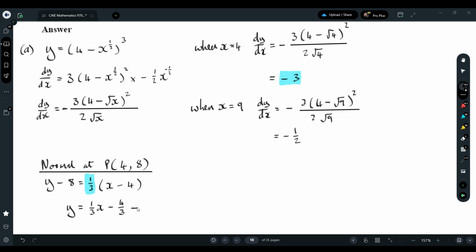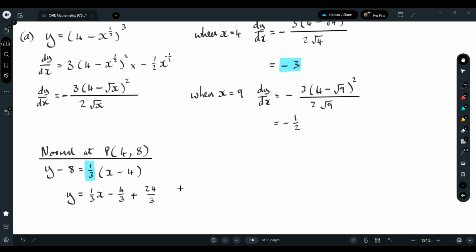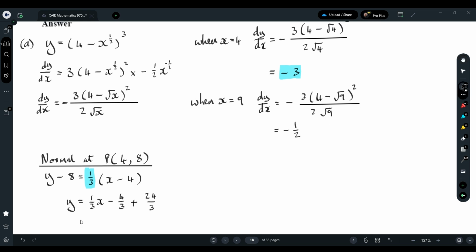And then we have to plus 8, which is the same as plussing 24 over 3. 24 over 3 is the same as 8, and I chose to make it 24 over 3 just to make the addition of those fractions easy. So we've got y is equal to 1/3 x plus 20 over 3. Some of you may prefer to work in decimals. I, for one, often prefer to work in fractions. It keeps your answers more accurate.